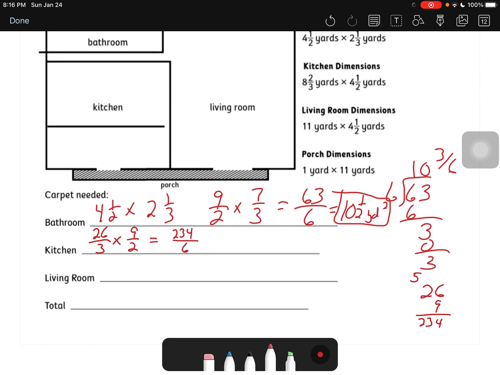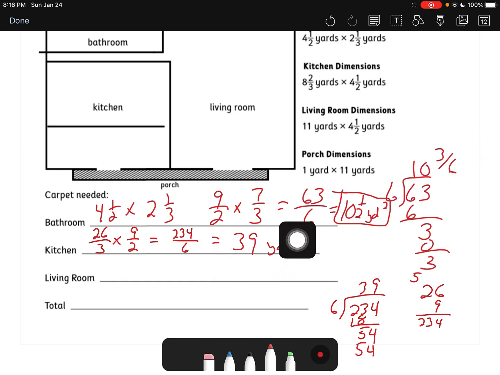And then over 6. If I divide that out, 234 divided by 6. 6 goes into 23 3 times, that's 18. And 9 times 6 is 54. So exactly 39 for that one. Okay, and it's square yards is what that would be. Maybe you haven't seen that unit before, but when you multiply yards times yards, you say yards with a little 2 exponent on it.